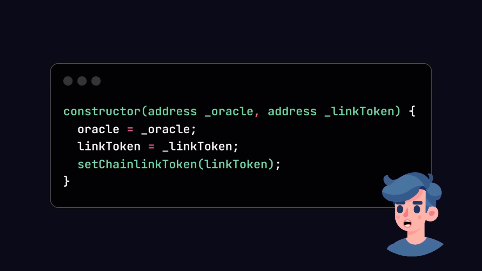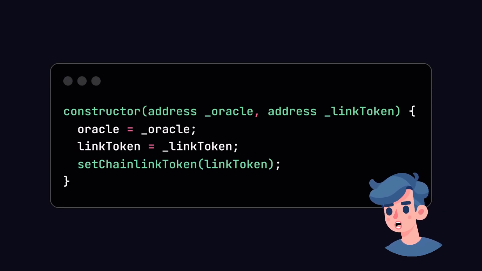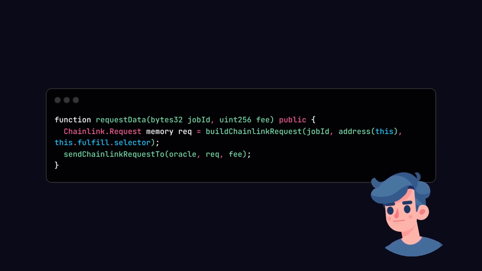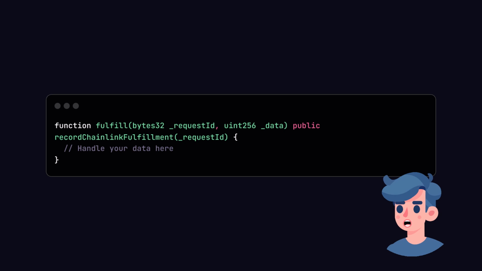Let's add a constructor function to our contract. This constructor will initialize our link token and oracle address when we deploy the contract. Next, we will add the function that interacts with the Chainlink oracle to request data. We'll call this function requestData. This function will accept parameters like the job ID and the request fee. The fulfill function will be how we receive the data returned from the oracle. It's critical to define this function to handle the oracle response. Define it right after your requestData function.